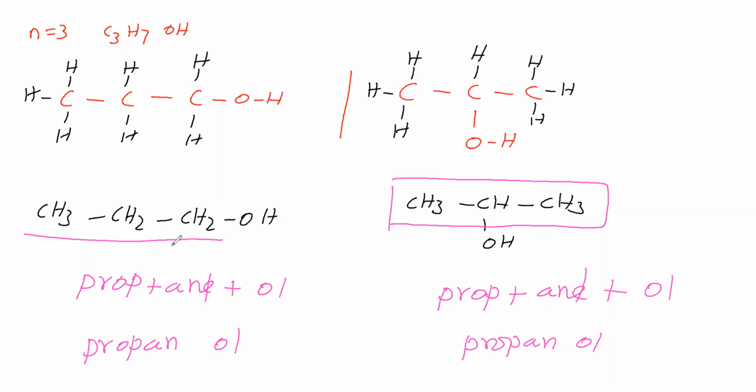Now in these two compounds, if you see, the alcohol group is attached to the terminal carbon in one, but in the other compound the alcoholic group is attached to the center carbon. So the position of the alcoholic group is different. Therefore, these two are which isomers? Position isomers. Why? Because the position of the functional group is different.